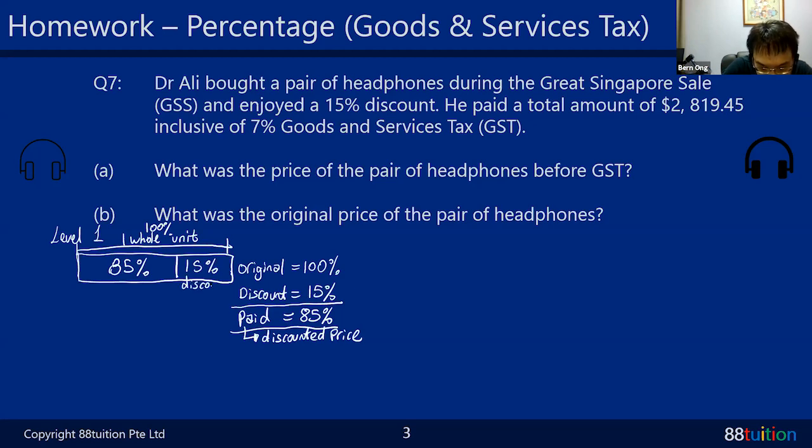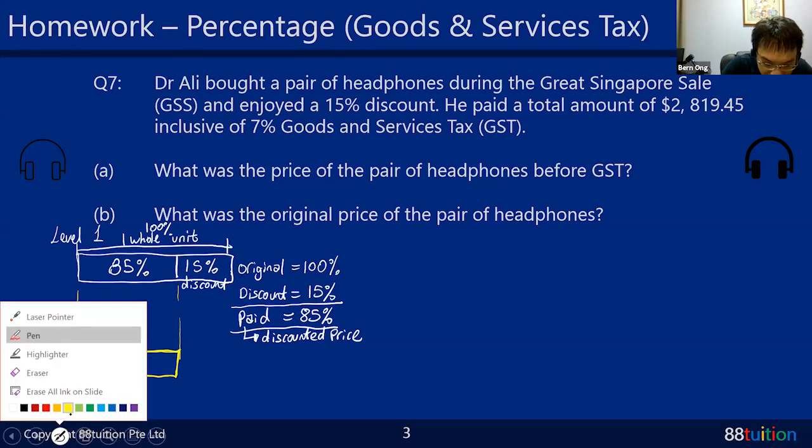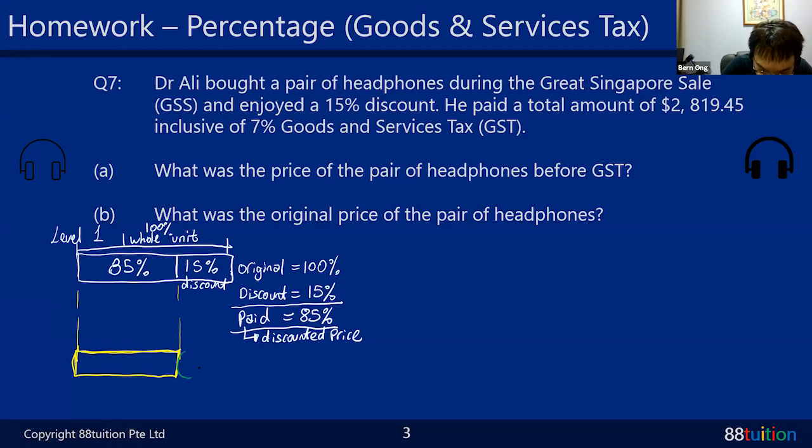Okay. So this is what I call level 1. Then what happened? Level 2. What happens in level 2 is that we are going to take this 85% here, which is the discounted price, and we are going to put in another additional 7% here. Can you see? It is very similar to our previous example.